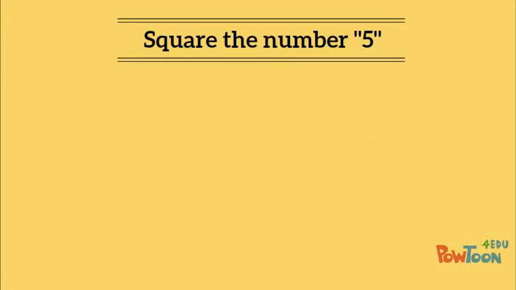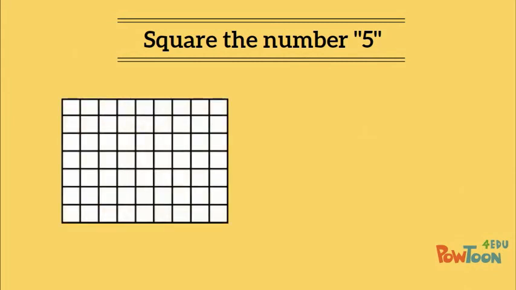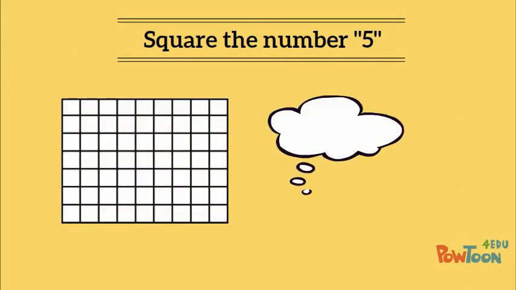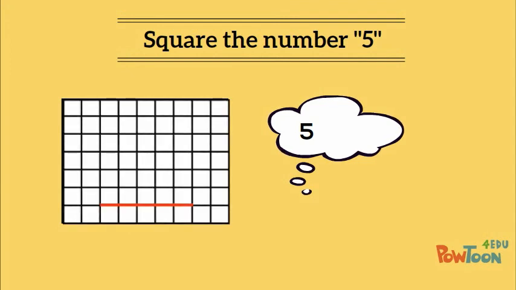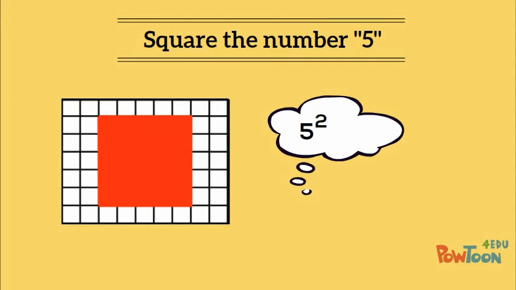To square the number 5, we'll start with a line segment that's 5 units in length. Then we'll turn that into a square, and we'll measure the area of the square, which in this case is 25. So the math sentence is 5 squared equals 25.